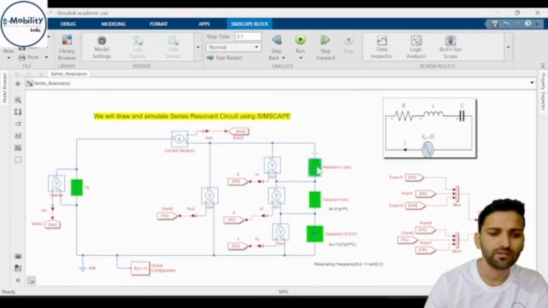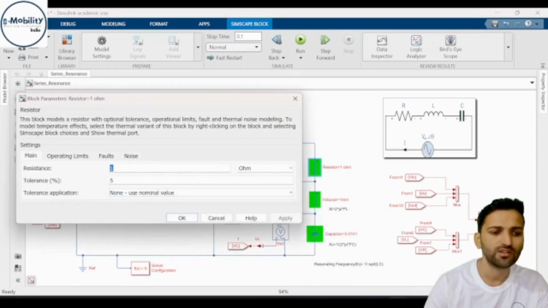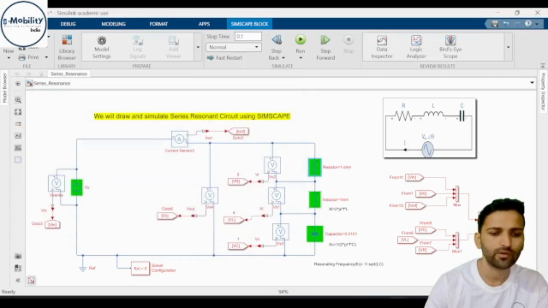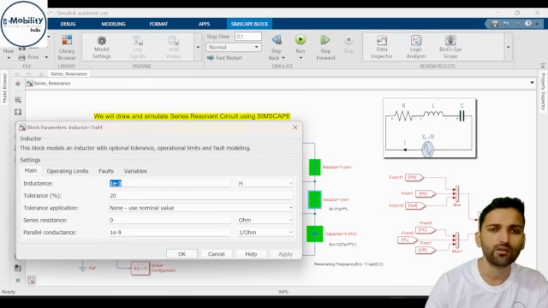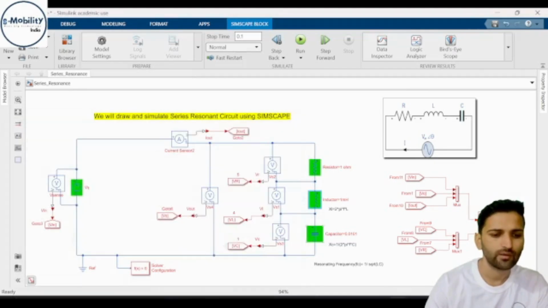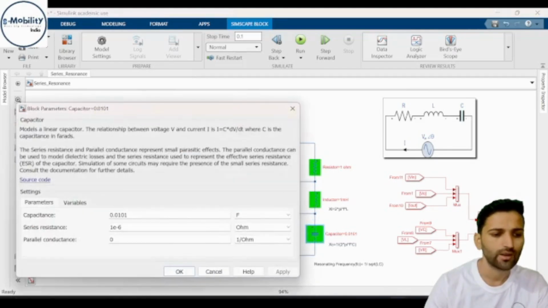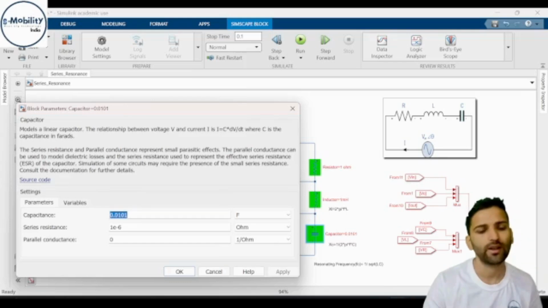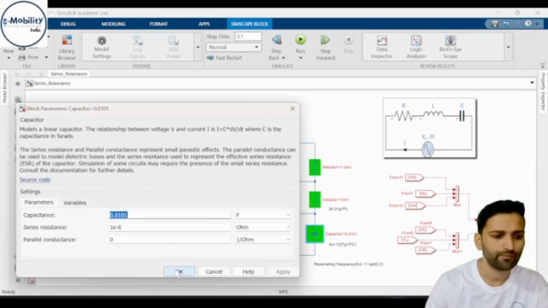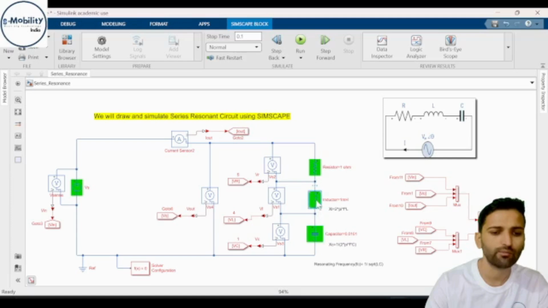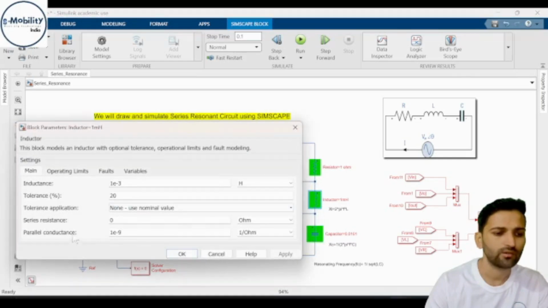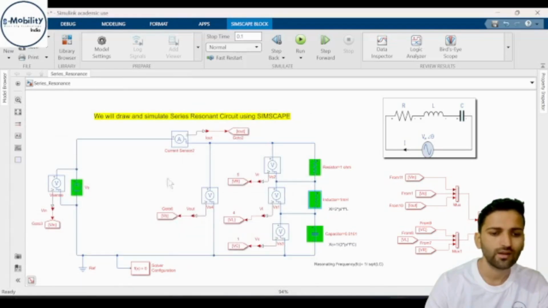Similarly, I have taken resistance. The value of resistance is 1 and tolerance is 5%. You can change tolerance according to your circuits. In inductance, I have taken 1 millihenry inductance, and for capacitance, I have taken 0.01 or 10 millifarad capacitor with a very low series resistance, or you can keep the series resistance at 0 also. Similarly, for inductance, you can set the parallel conductance to 0 or whatever you want. So these are the RLC circuit.